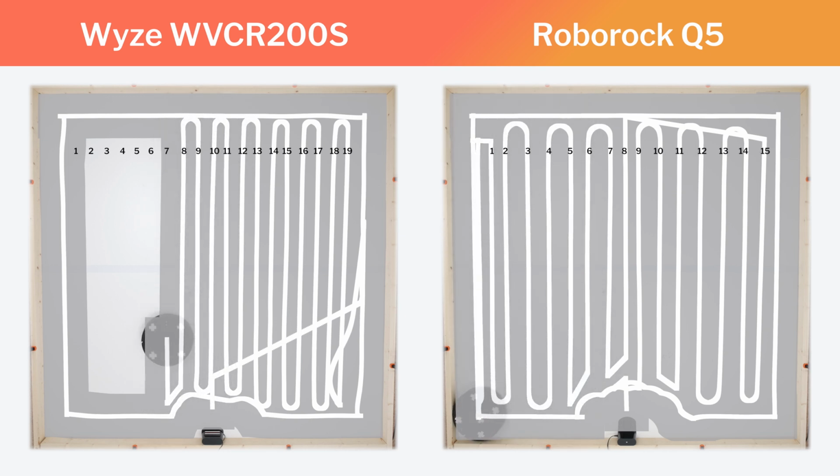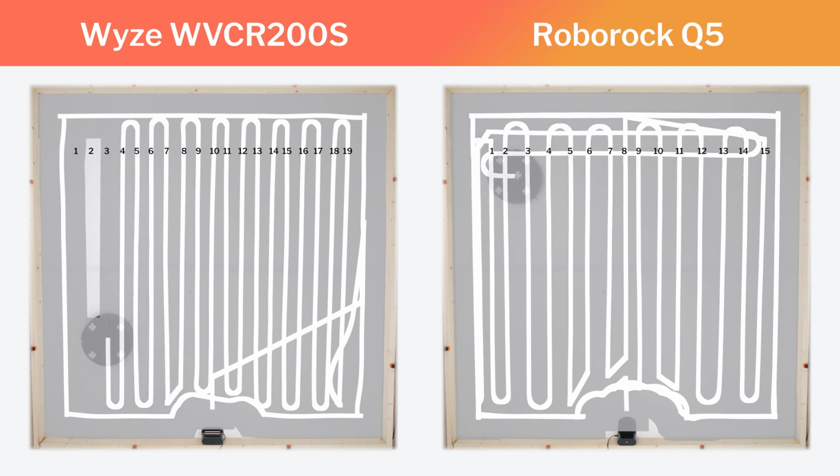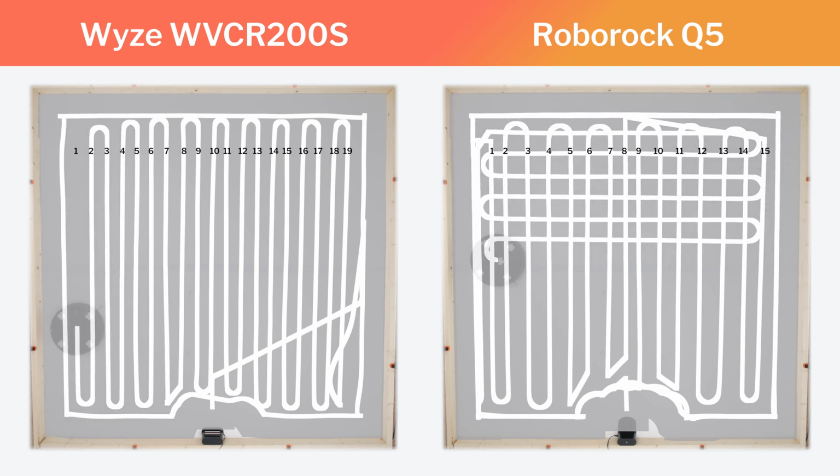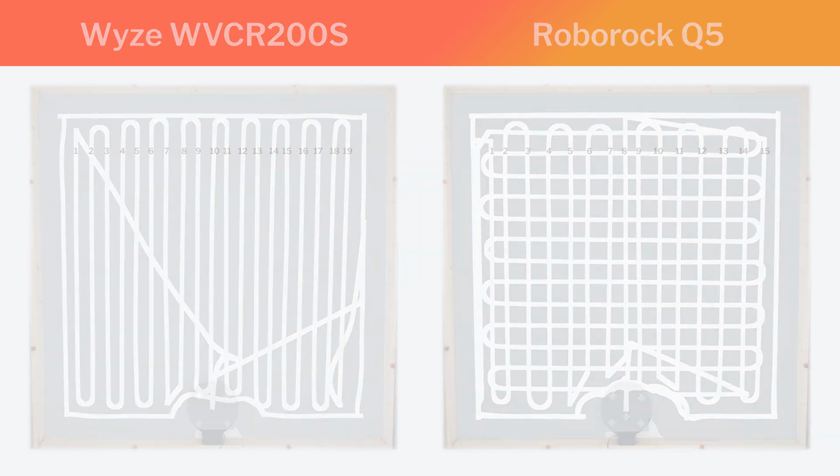This level of compactness in its pathing does make up somewhat for its lack of horizontal pathing. And when it comes to coverage, we have no complaints. The Wyze robot gets 100% coverage across the whole room in this test.